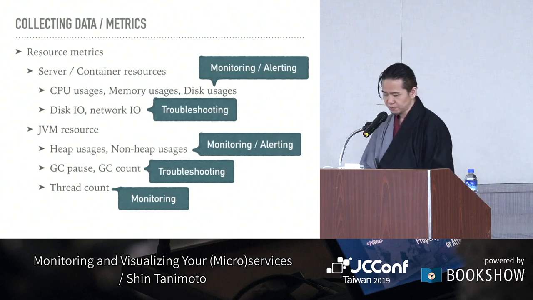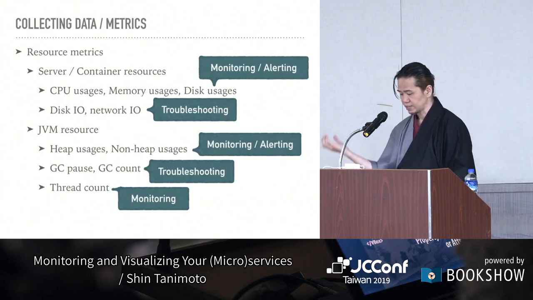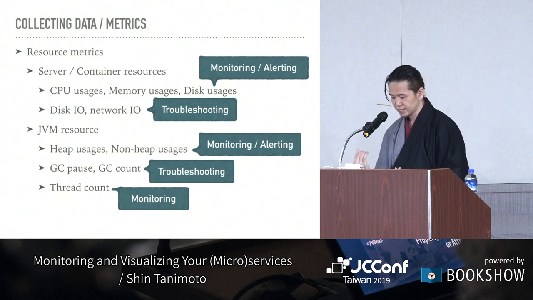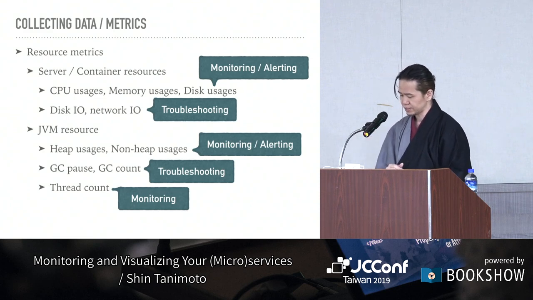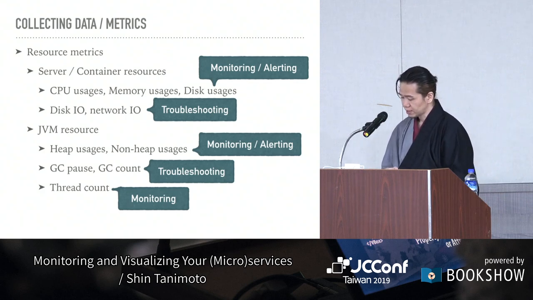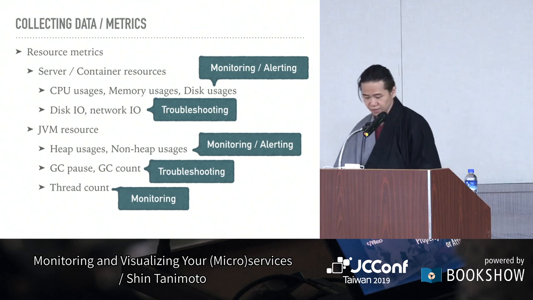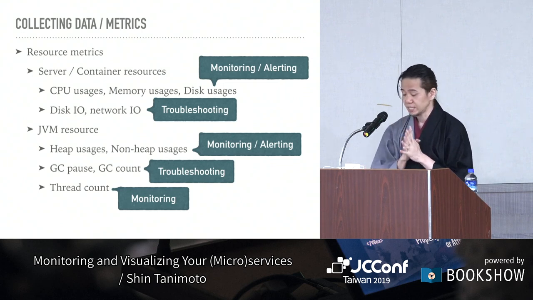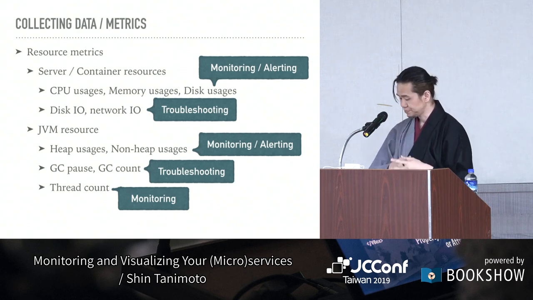In other words, metrics of capacity should be monitored and alerted as needed. And the performance metrics for troubleshooting. Of course, we use the monitoring, alerting level metrics for troubleshooting too. And in my opinion, we don't have to set a threshold for the thread count, the last one, at first. But we should check with human eyes to see if it's as expected.